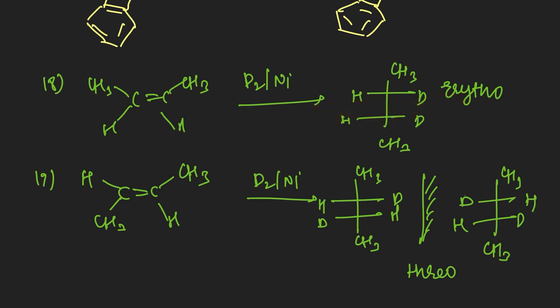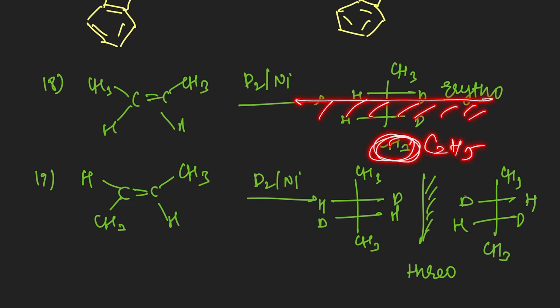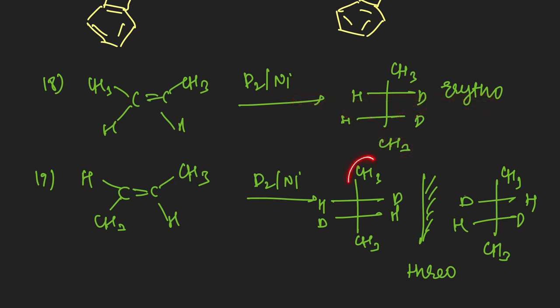But when these two groups, CH3 and CH3, are different, then it won't be meso, but it will be similar to the meso. Repeat after me: when we have CH3 and CH3 groups and the mirror image over here, then it is meso. But when there is no mirror image, and if it was C2H5 here, then it won't be meso, it will be erythro. Similarly, this is threo. If it was CH3 and C2H5, it was threo. So right now we can say it is meso or erythro.